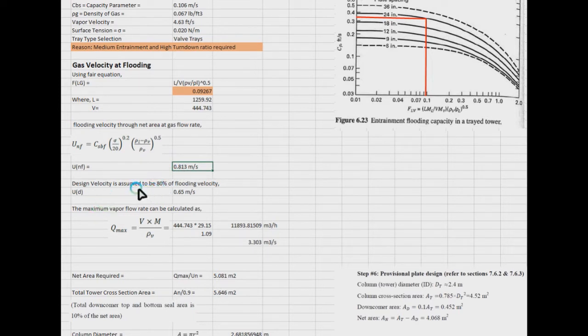And sometimes you can take it to be 80% of the flooding velocity. After taking 80%, like here, you can get the design velocity 0.65. You have to keep it minimum below the flooding point.